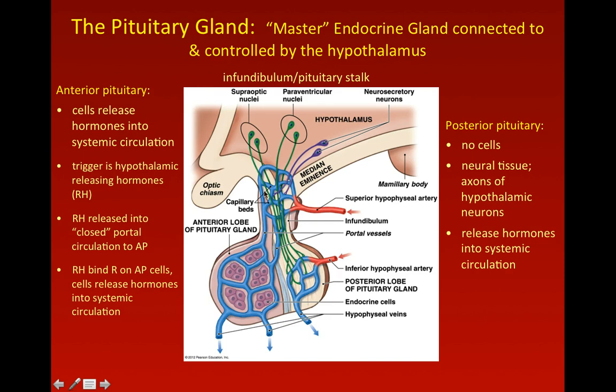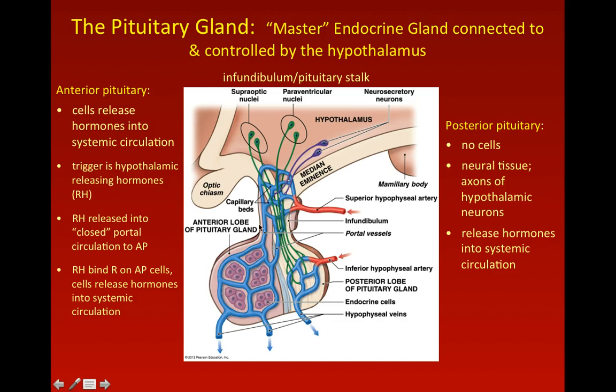Now, there's this special little kind of closed blood vessel loop, circulatory loop, that is between the hypothalamus and the anterior pituitary. So neurons in the hypothalamus will release hormones into this little what's called the closed portal circulation, and it's called that because it's basically a portal that goes nowhere except the anterior pituitary. These releasing hormones from neurons in the hypothalamus can only travel to the anterior pituitary. They do not travel out in the systemic circulation.